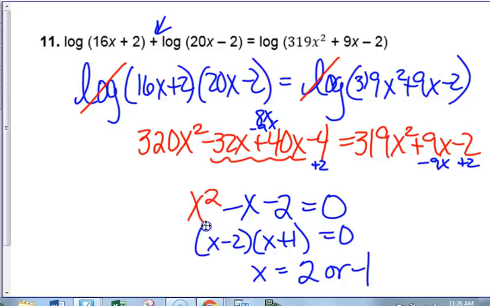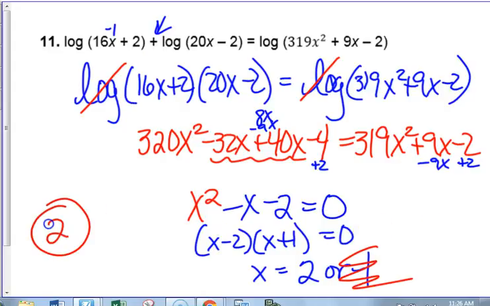Can it be negative 1? If I put a negative 1 in here, I get negative 16 plus 2, which is not looking good, right? So I think it can't be negative 1. So the only solution is 2. And you could put 2 in and check it, but I'm going on.